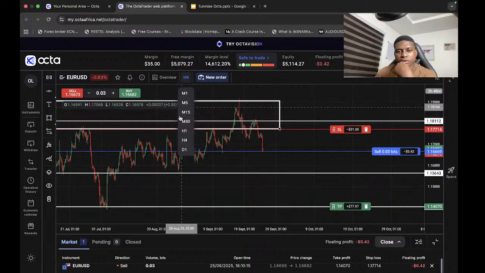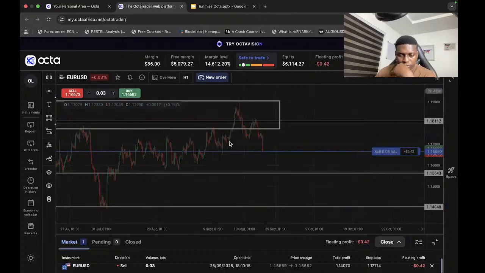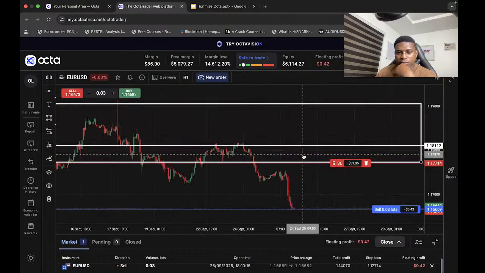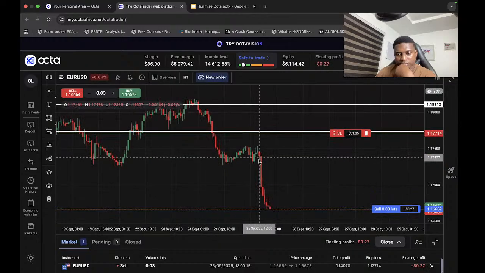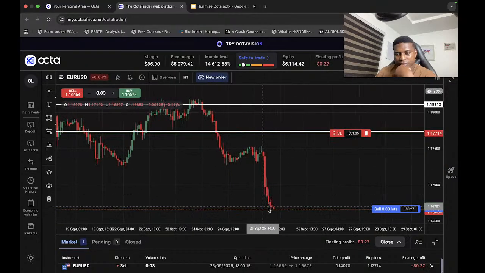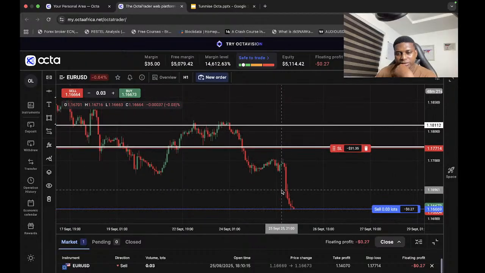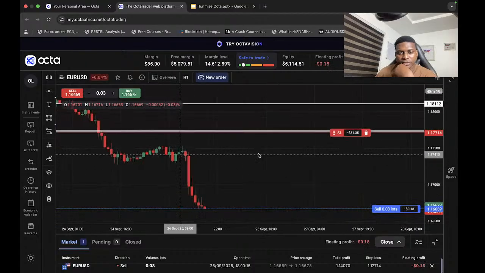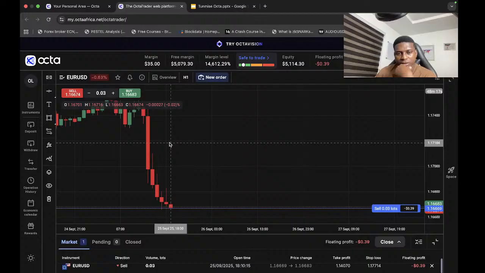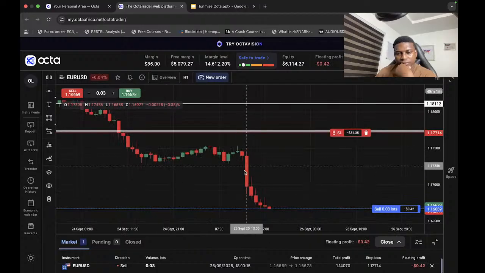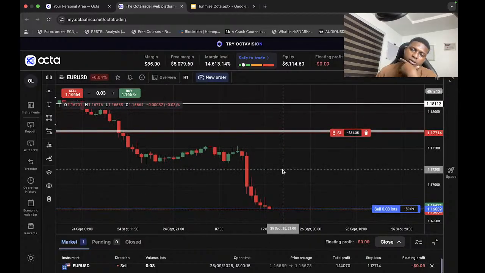So let's go down to the 1 hour time frame. Now we can see what's happening on the 1 hour time frame. Okay, a continuous movement in price.